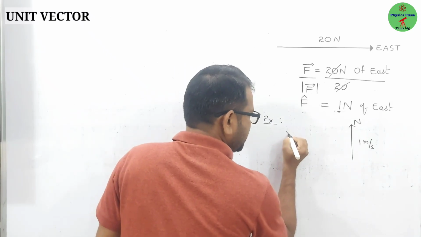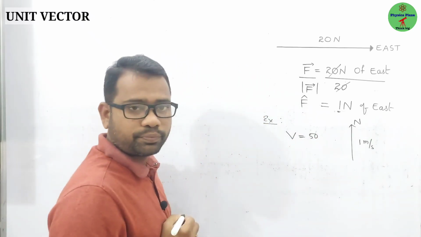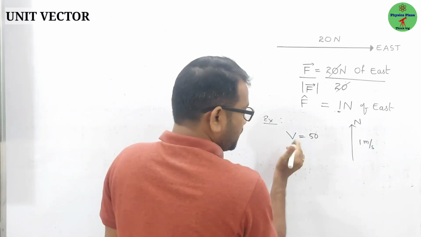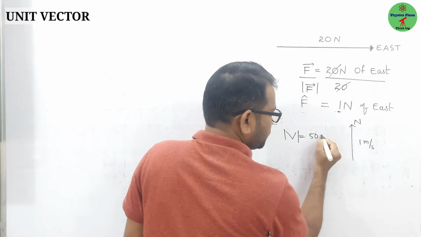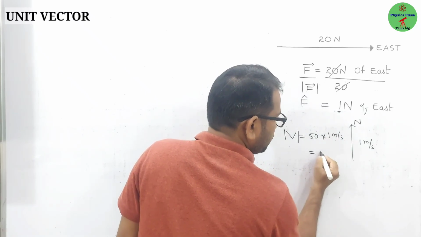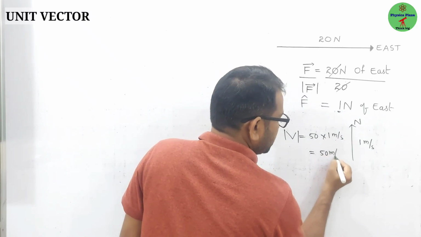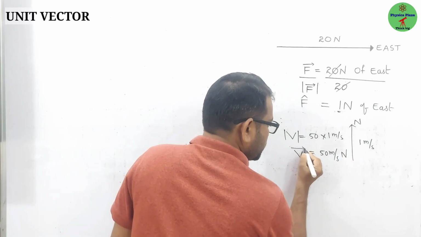Suppose, children, it is a speed. Let us say 50 is a magnitude. But if this magnitude is multiplied with this unit vector, what are we getting, children? 50 meter per second towards north. Now this becomes a velocity vector.